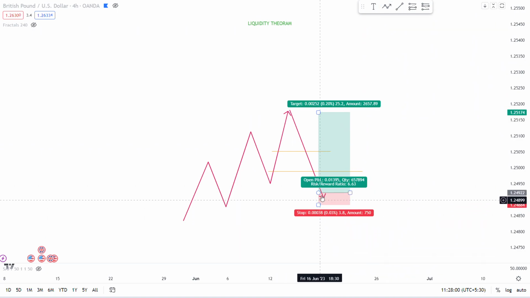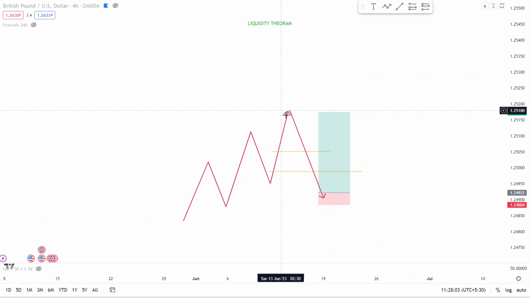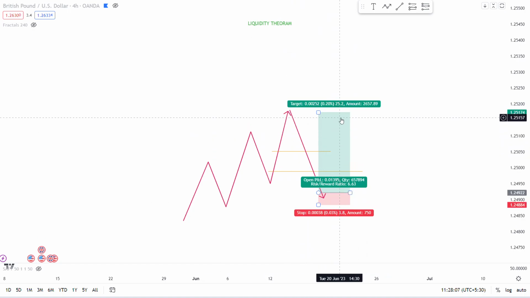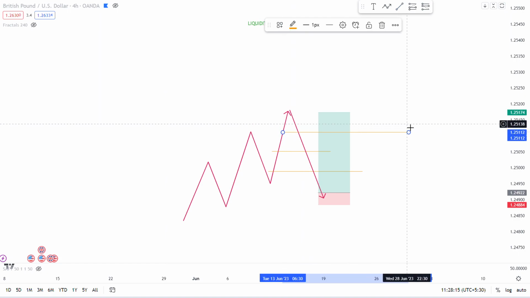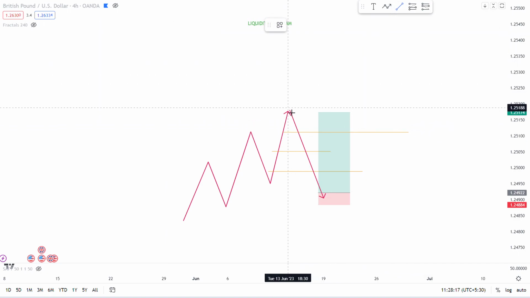This is where I enter the market, and this is my target liquidity. This is my entry liquidity. This is my target liquidity. I always enter at the liquidity, and I always leave at the liquidity. So this is the place where the liquidity will become.